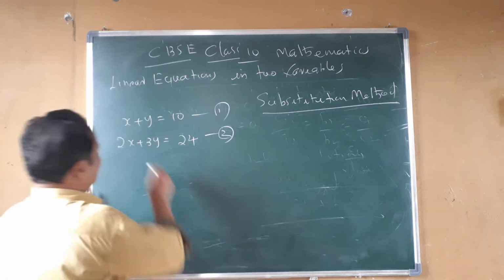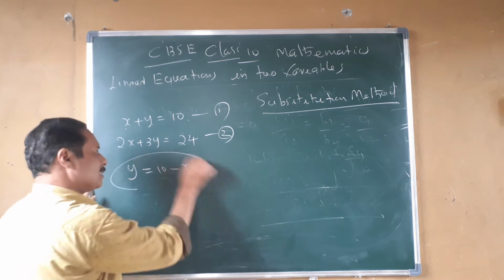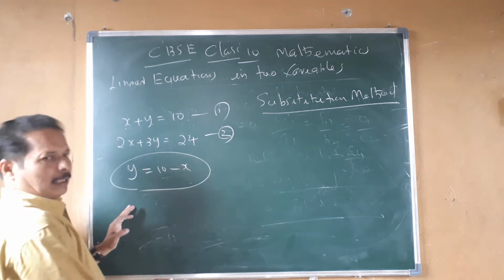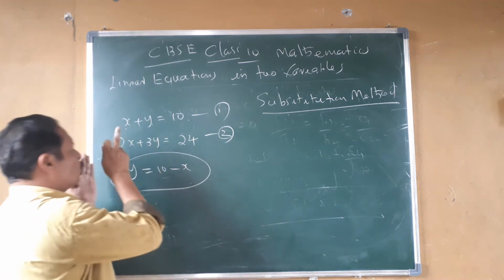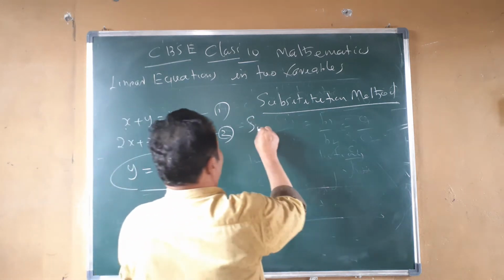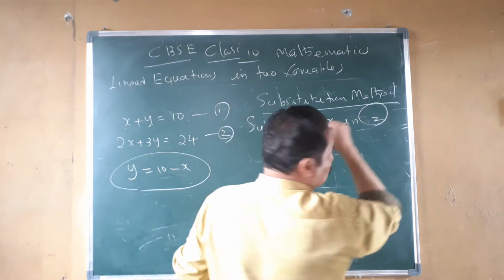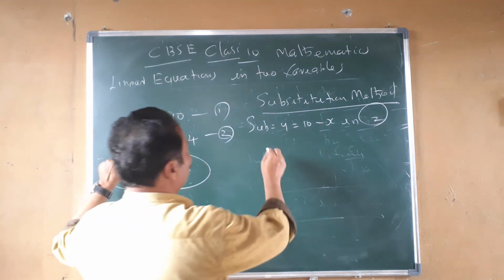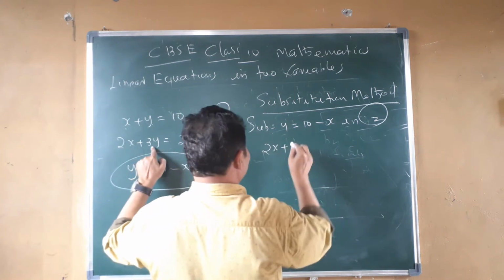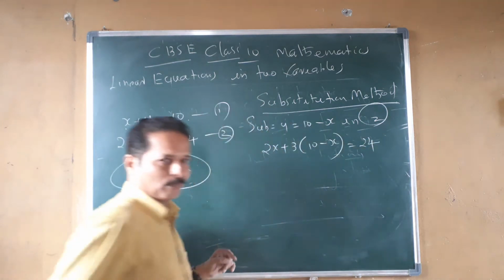Now here, x plus y equal to 10 means y equal to 10 minus x. Is it clear? So you substitute y equal to 10 minus x in this equation, that is, substitute y equal to 10 minus x in equation number 2. Are you ready? So 2x plus 3 into 10 minus x equal to 24.